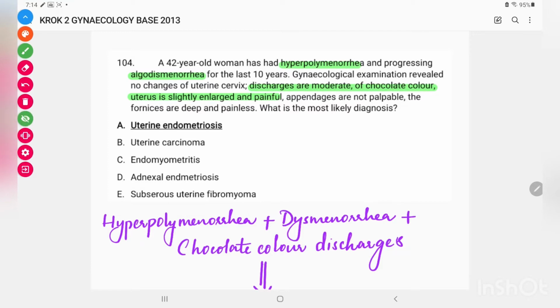Again, even if we rule out the options, we can find that fibroma always presents with profuse bleeding and increased uterine size, never with a chocolate cyst. Adnexal endometriosis: endometrial tissue is seen outside the uterine cavity. So there can be an option, but here it is clearly mentioned that the chocolate colored cyst is present, and the vaginal discharges are of chocolate color. Then uterine carcinoma, we already know the presentations of endometrial cancer. It is the most common cause of postmenopausal bleeding.